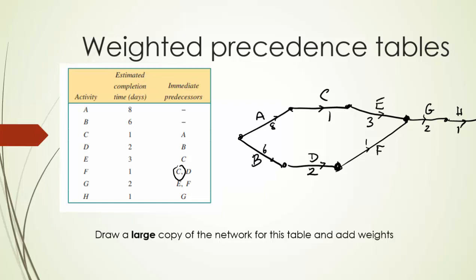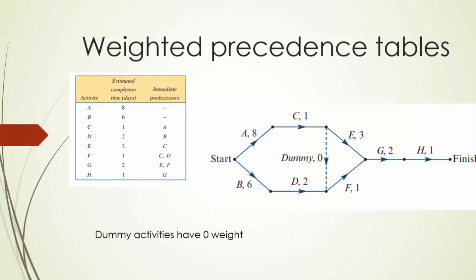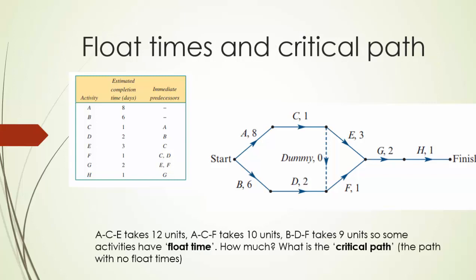F is not only preceded by D, but it's also preceded by C. So there are the two precedents of F, C and D. Dummy activities have a weight of 0, always. And there it is, rather more tidy. Alright, so that's how you add the weights to a precedence table network. In this case they put the letter and a comma and then a number, but it's up to you about that, whatever's tidy. As I said before, we have a concept of float time.